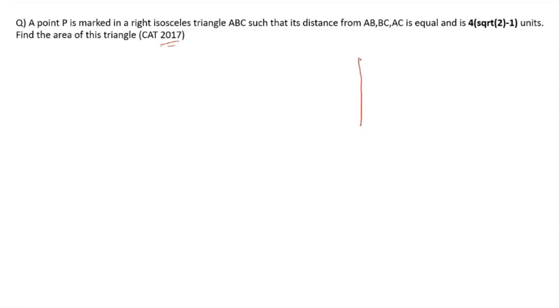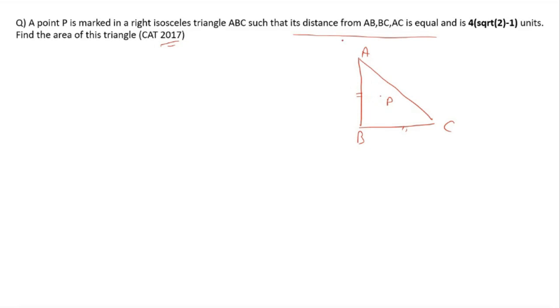So it's a right isosceles triangle, which is ABC. Okay, I can mark arbitrary. Right isosceles triangle, so this is equal to this. A point P is marked. It's equidistant from the three sides AB, BC, and AC. The distance from this is equal. So by definition, what is P then?